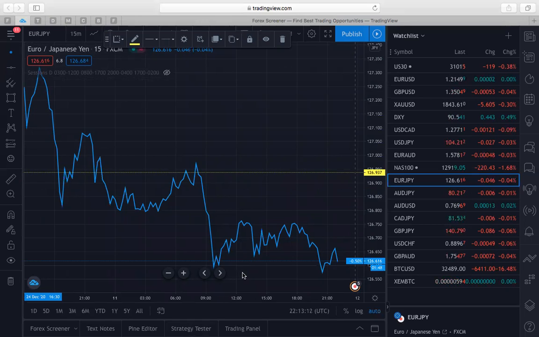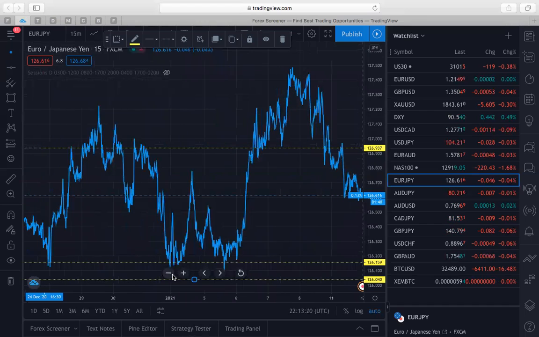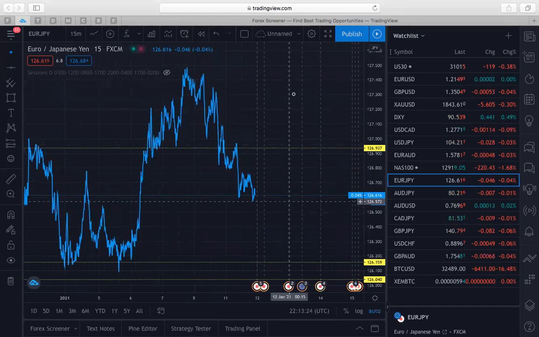right? So you're looking for a range, like you were saying. If a pair is moving 120 pips a day on average, then you're only looking for a range wherever it opens up, upwards or downwards, in between that range.